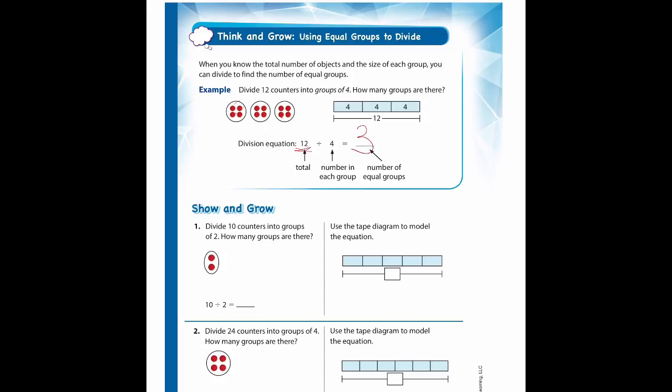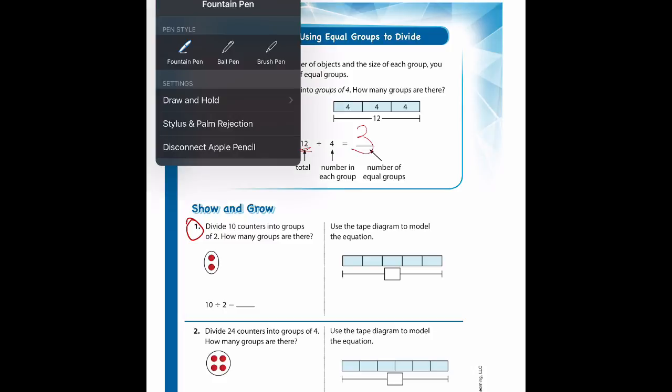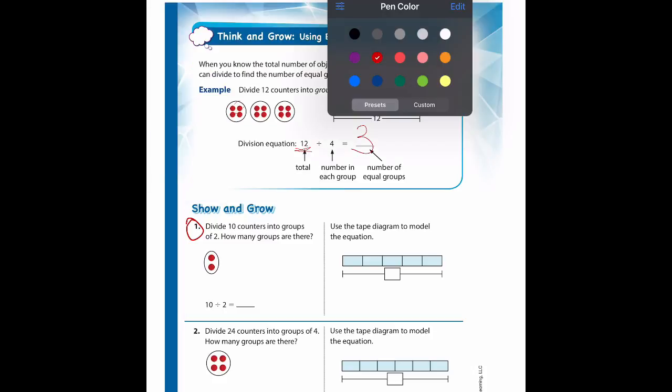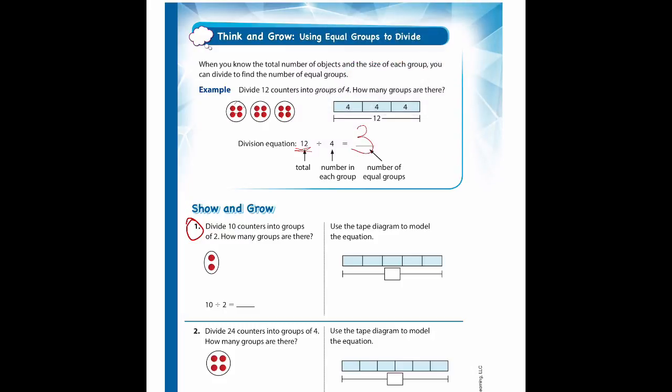All right, so now we're going to go down here, and we're going to look at number 1. I'm going to see if I can get it to do a different color. Ooh, there we go. Okay, so we're going to divide 10 counters into equal groups of 2. How many groups are there? Okay, so I already have 2. So I have 1, 2. Now I'm going to finish it out till I hit 10. 3, 4, 5, 6, 7, 8, 9, and 10.